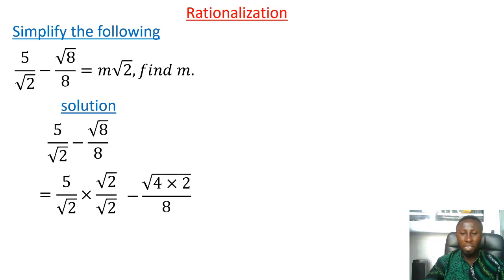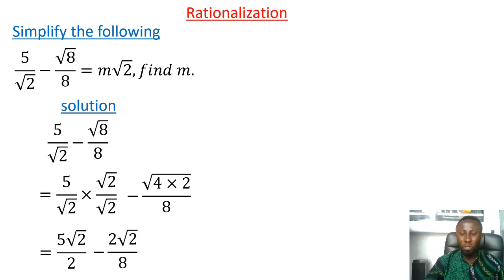We can break the root 8 down. Yes, reduction of surds, which I've said earlier. Go and revise. So root 8 is 4 times 2. Okay. Therefore, if we multiply 5 times root 2, we get 5 root 2. Then root 2 times root 2 is root 2 all squared. That's why we got the 2 here. Good. Therefore, it's minus 2 root 2 out of 8.